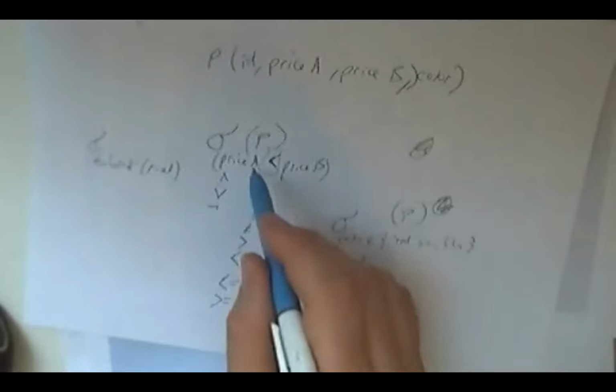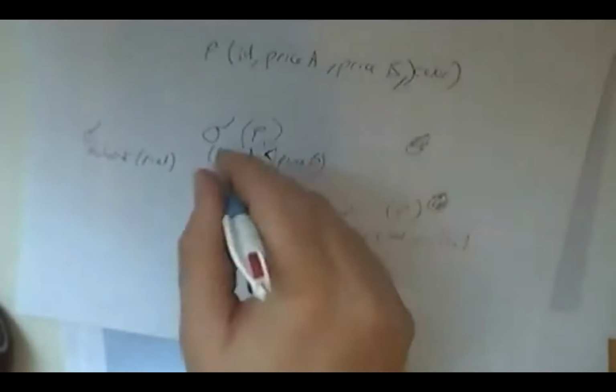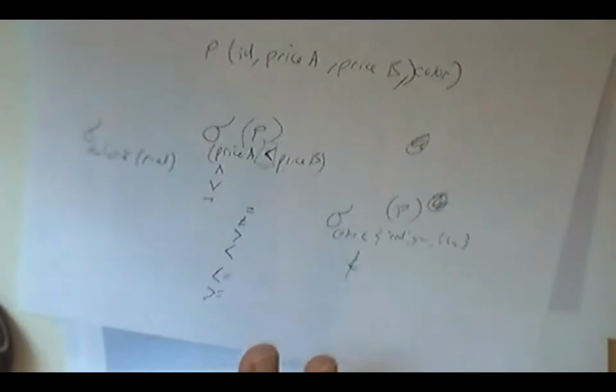Whatever these things are, you have to evaluate on whatever tuples are being fed into them. That's what select does. It works on a tuple by tuple basis. So that's why the conditions are restricted. Anyways, okay. Great.